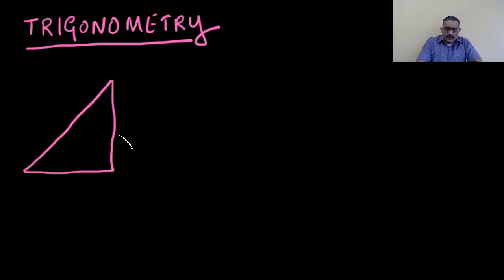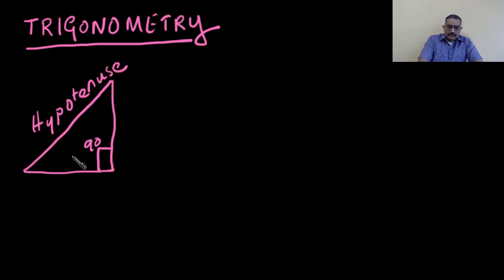Looking at this right triangle, we have three angles and three sides, of which this is the right angle, 90 degrees. And the side opposite to this 90 degrees would be the hypotenuse. Alright, now let's focus on this particular angle. If this was A, B, C, we're talking about angle B right here.